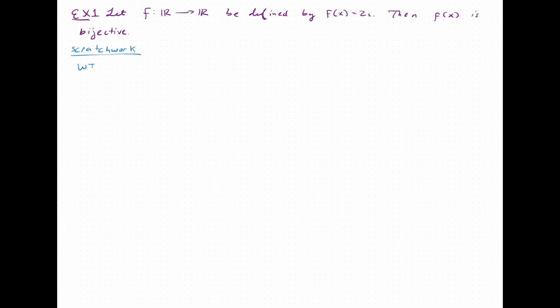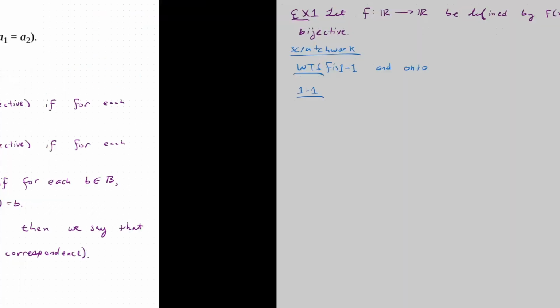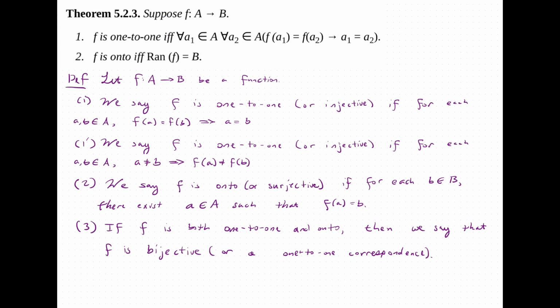So we want to show that it is both one-to-one, which I'm going to just write here as 1-1, and onto. So let's look at the case when f is one-to-one. So what we want to do by the definition, and the theorem, the equivalence, we have two methods. We start off with f of a equals f of b, and show that a is equal to b, or a does not equal b implies f of a does not equal f of b. I'm going to approach it from the case of 1.